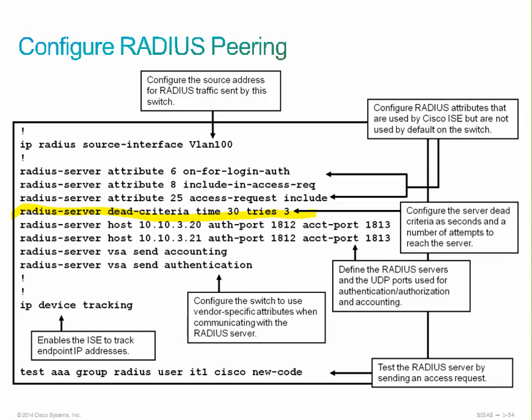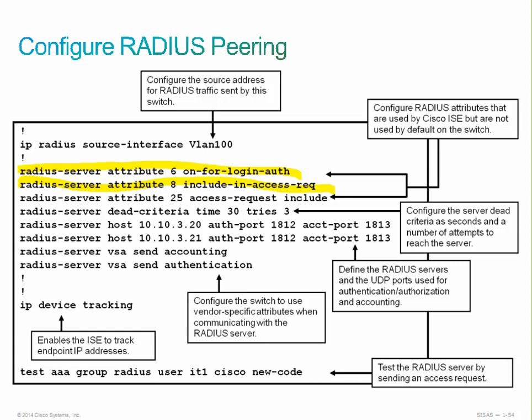All right. Not all radius attributes are used in the radius server, it depends on the scenario, of course. There are some attributes that ICE uses specifically in 802.1x that are actually not enabled on the switch by default. So that's what we see in the next two lines here, radius attribute 6, and this line right here, radius attribute 8.